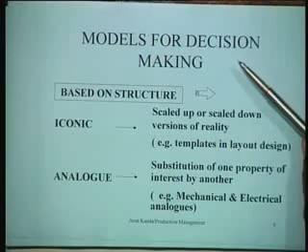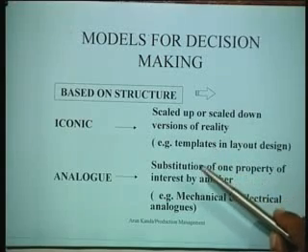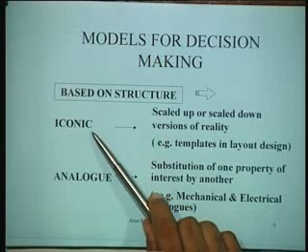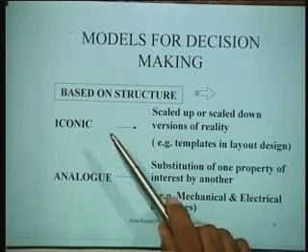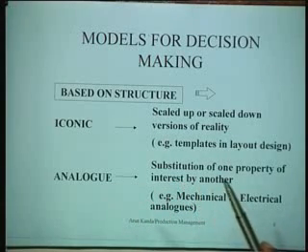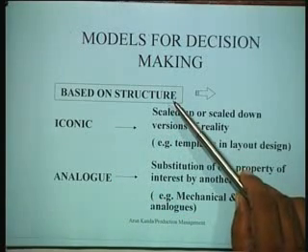By and large, if you look at this variety of models, you could classify these models in 3 different categories. And especially when we talk about models for decision making, it is convenient to talk about models as iconic, or analog, or symbolic, as the case may be. So this is a classification essentially based on the structure of the model.